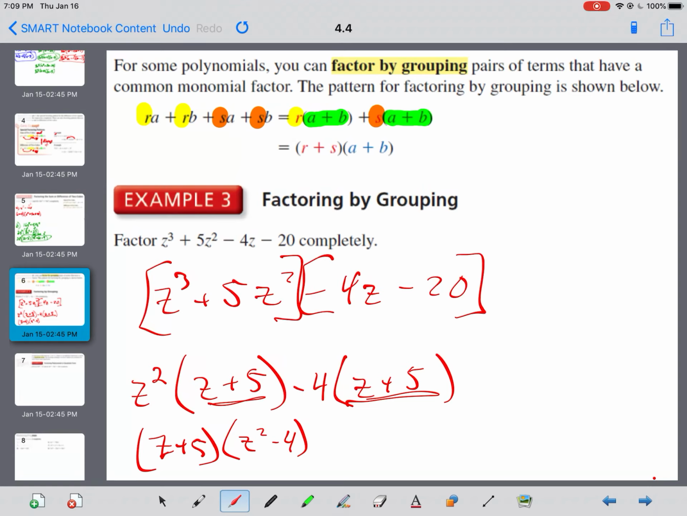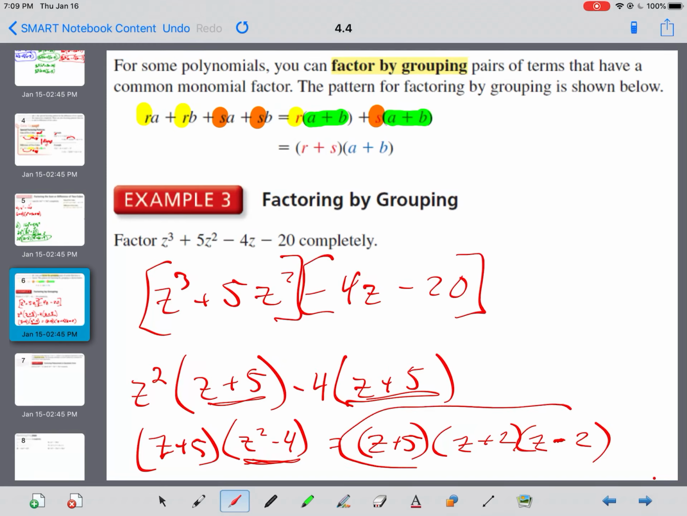Now you might think, oh, I'm done. I'm ready to go. But if we look right at this guy, that's a difference of squares. Z is squared, 4 is 2 squared. So we actually have to keep going because remember, we want to factor it all the way down. So we're going to use that pattern. Each one gets a z, each one gets a 2, one's plus, one's minus. That's the difference of squares pattern. Now we're finished. Okay. Over here was close, but it's not the most right answer.